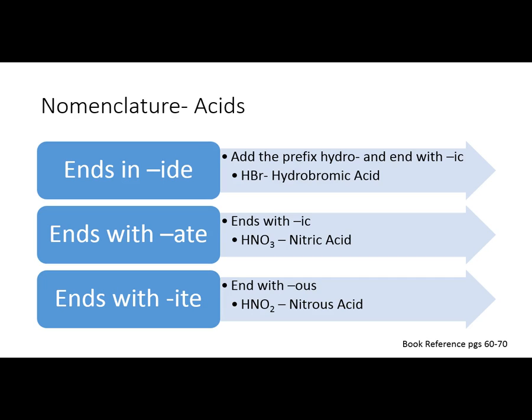If the anion ends with ATE, this means it's a polyatomic. All we're going to do is change the ending of our polyatomic to IC. So we have HNO3. If we take away the H, we will just have the nitrate ion. It becomes nitric acid. And last but not least, if it ends with ITE, what we're going to do is change the ending to OUS. So if I had the nitrite ion, when I add my hydrogen to make it an acid, it's going to become nitrous acid. The idea is going to stay basically the same.